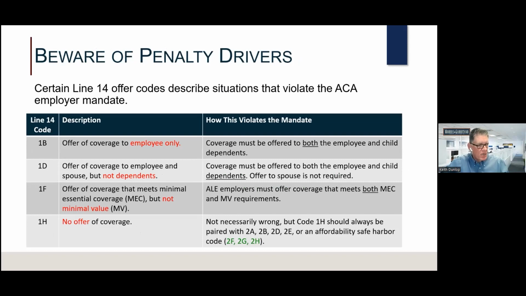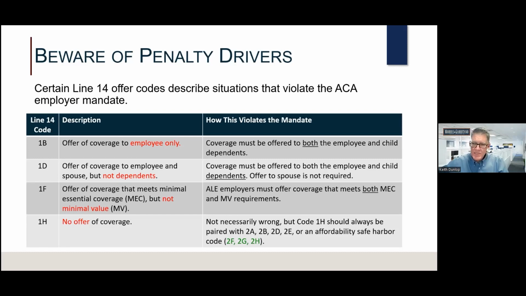I just want to briefly talk about the codes that I would not want to see on a 1095 because these are penalty generators. 1B, an offer of coverage just to the employee and nobody else. That violates the ACA. Likewise, an offer of coverage to a spouse but not dependents violates the ACA. You're required to offer coverage to the employee and dependents. You're not required to offer coverage to a spouse, but most companies do. 1F is an offer of coverage that does not meet minimal value. That violates the ACA.